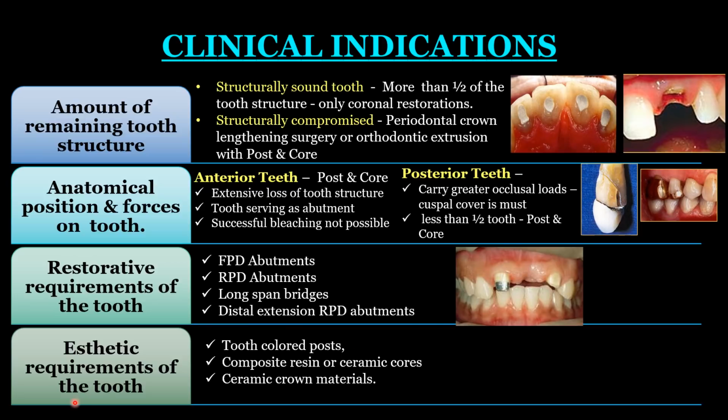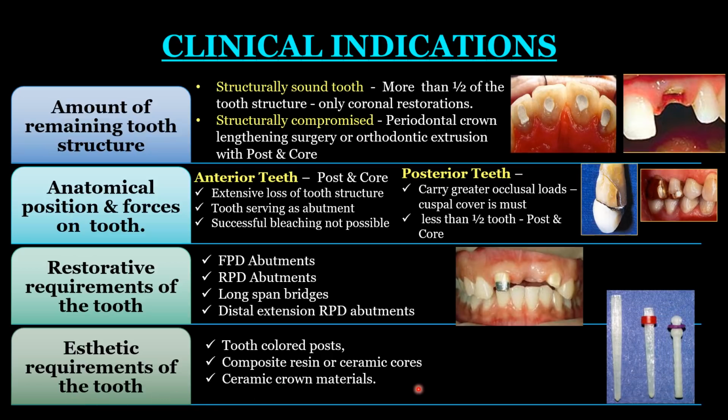Coming to the aesthetic requirements, the teeth till the mesiobuccal cusp of the first molar in the maxilla and the second premolar of the mandibular teeth come under the aesthetic zone. So in this we prefer the tooth colored post, composite resins or the ceramic cores or the ceramic crown materials. These are the fiber posts which can be covered with metal free crowns to give a natural appearance to the non-vital teeth.